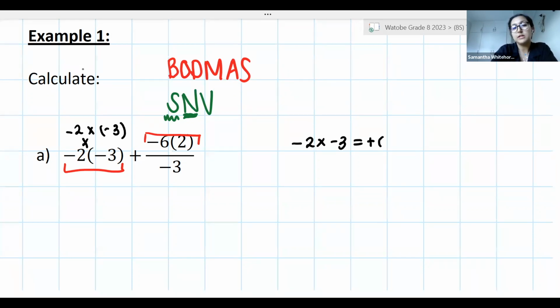2 times 3 is 6. So automatically, I know that this product is positive 6. I don't have to put the plus in front because it's my very first term. You can if you want to, but you don't have to. And now we're going to move on to our fraction.